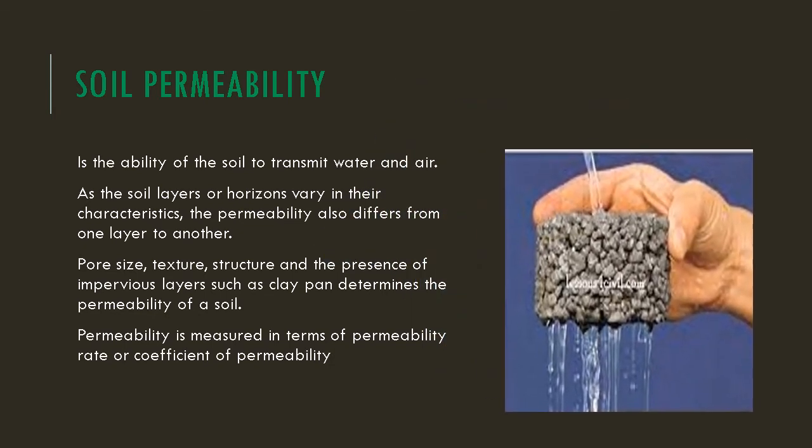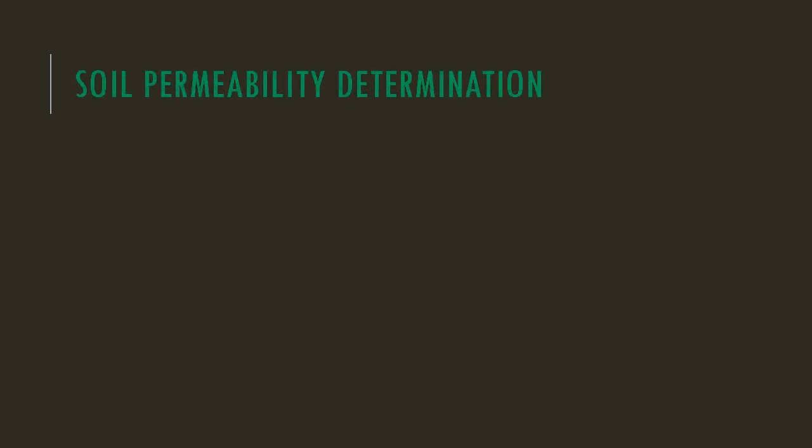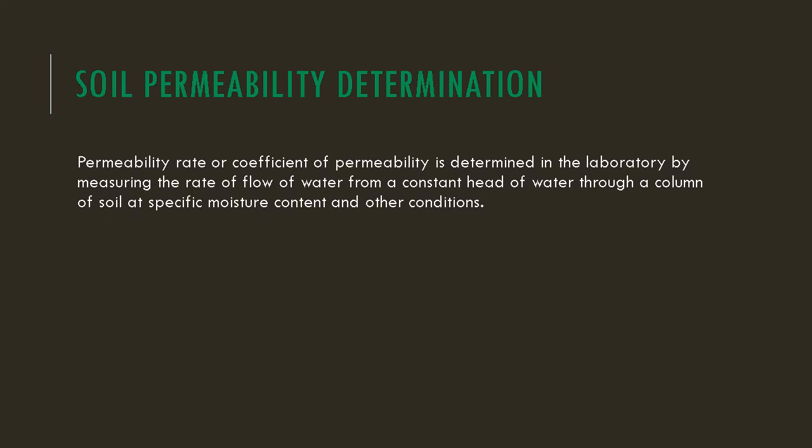Now, that picture you're seeing is a hand holding a column of soil with a continuous flow of water, and down there you can calculate how much water is able to seep at a given time. So that is what we refer to. On soil permeability determination, the rate or coefficient of permeability is determined in the laboratory by measuring the rate of flow of water from a constant head of water through a column of soil at a specific moisture content and other conditions. Remember the picture that I showed you in the previous slide, showing a hand with flow of water through a column of soil? That is actually what is used for determining soil permeability in the lab.